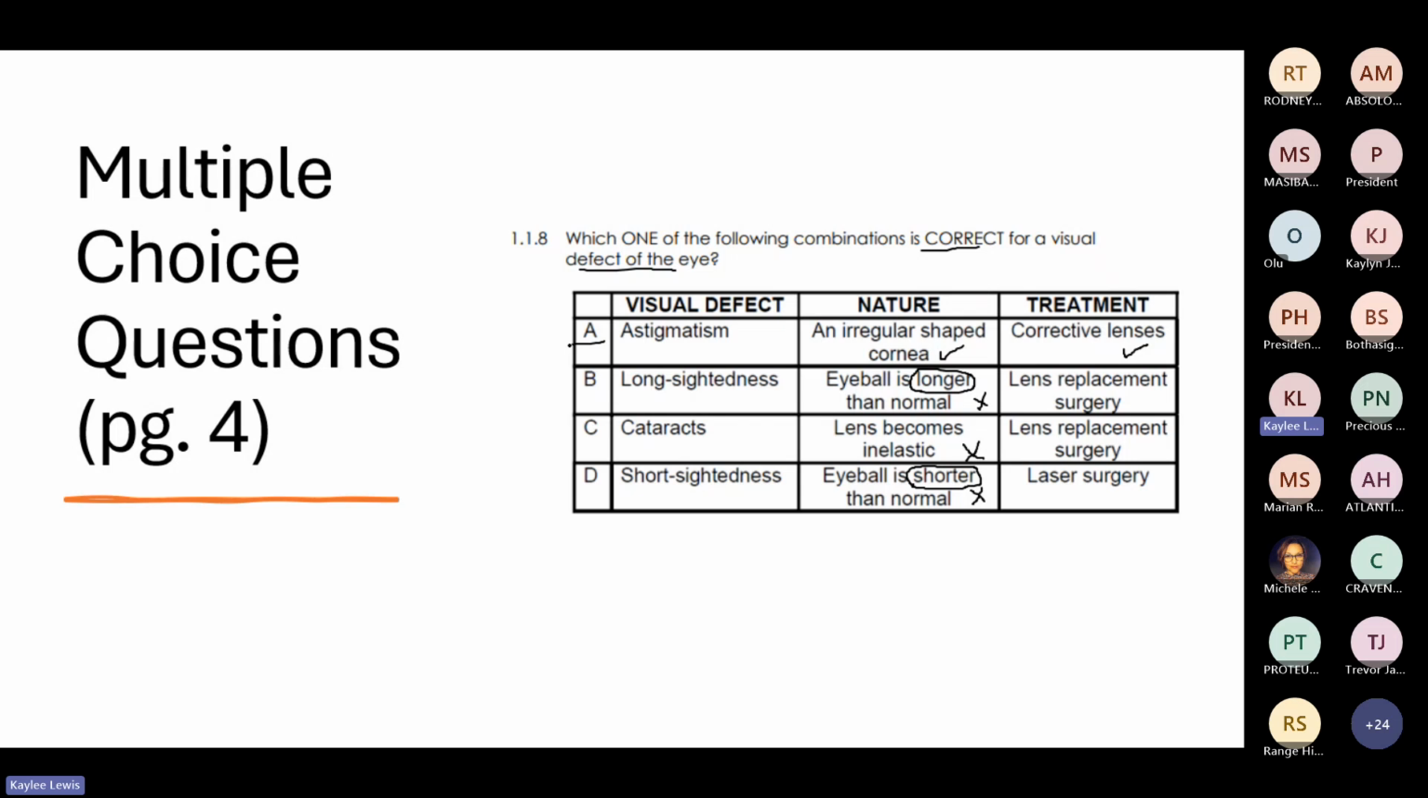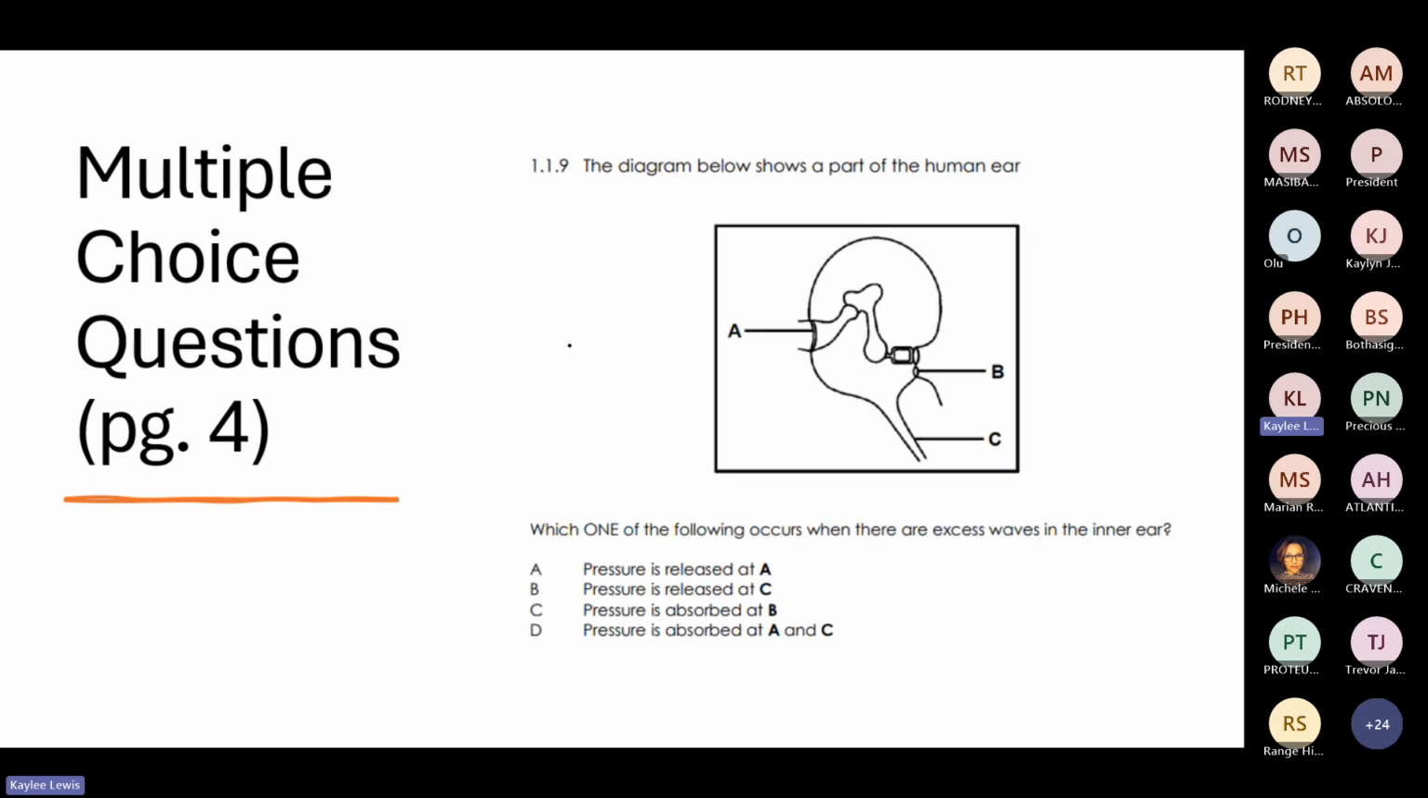Okay, going on to 1.1.9. The diagram below shows a part of the human ear. This we can see is representing the middle part of the human ear. And again, if I label it just so I can get orientation of what I'm looking at, A would be your tympanic membrane, then it goes to your ossicles, and then you've got your 2 windows, your oval window and your round window.